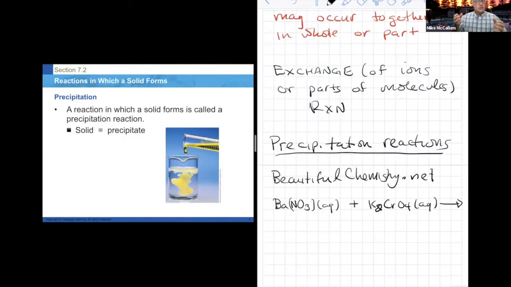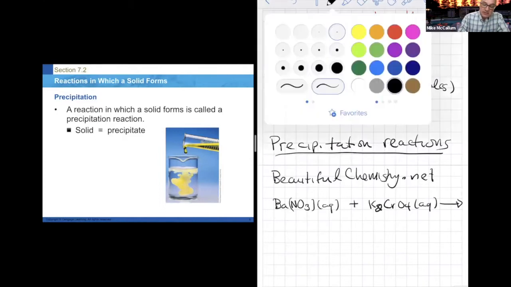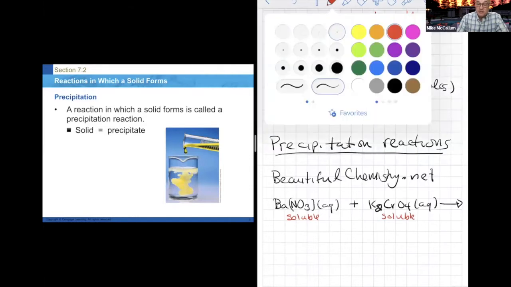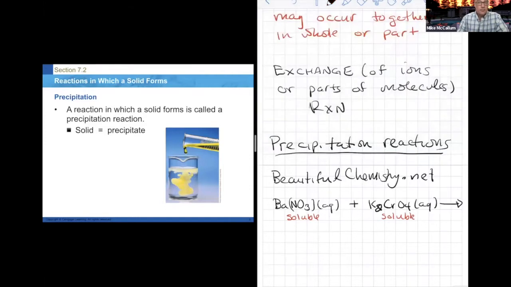Each solution is what we would say is soluble. In other words, there's no solid or precipitate beforehand, right? In each solution individually, it may be colored, right? We don't want to confuse the existence of color with a precipitate, right? A precipitate is a solid in the solution, right? So we have these two solutions that may or may not be colored, no solid. We put them together and we get a solid.